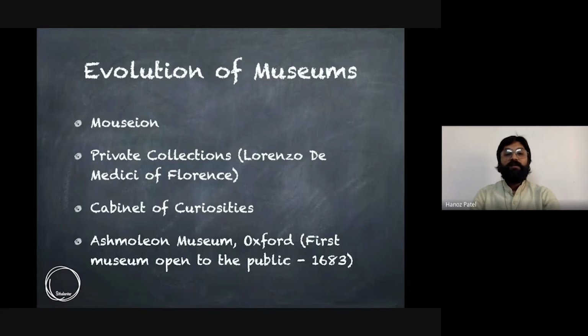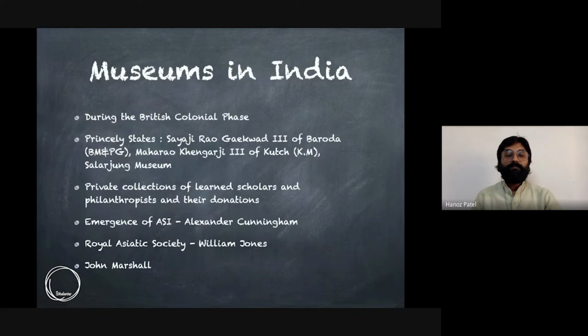So he created the first museum, and this is the first public museum that was open to the people to view. And it was the first time basically that the term museum also gets attached to the institution where people can come and see the artifacts of ancient remains and everything, right? So what about the museums in India?